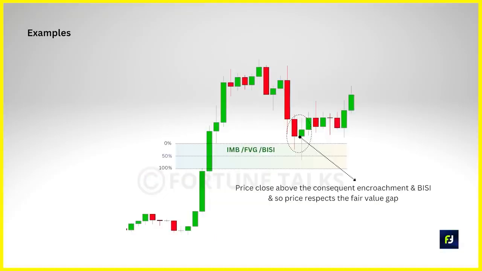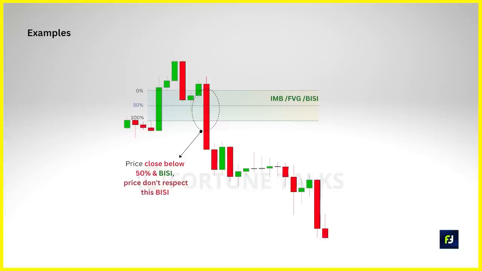Now, if you look at a busy or a bullish fair value gap right here and mark out the consequent encroachment to see what happens. The price reaches into the fair value gap and closes out. So it is currently respecting the busy and it is still deemed valid. Another case is when the price breaks out and closes below the busy, and in that case we can confirm that the price is not respecting the busy and it can be regarded as invalid.